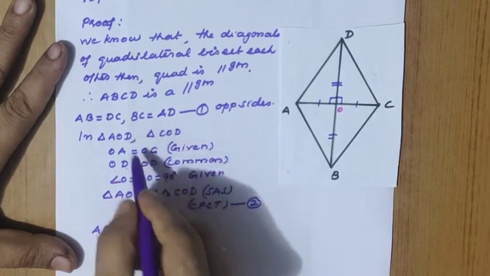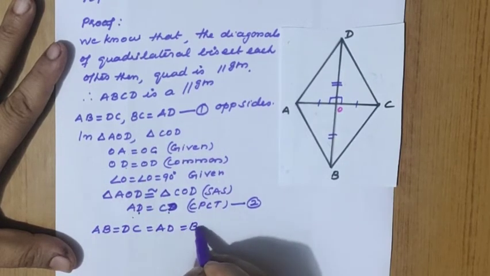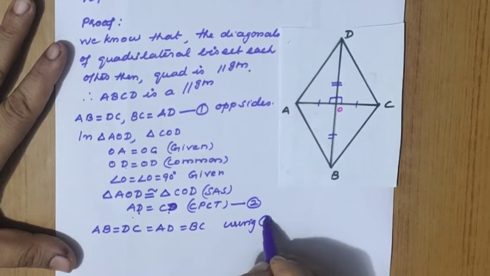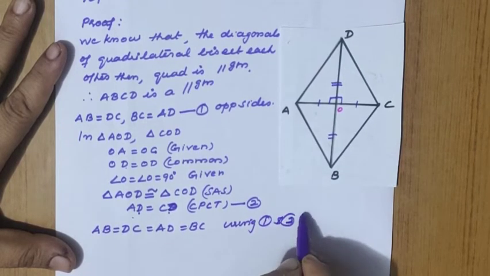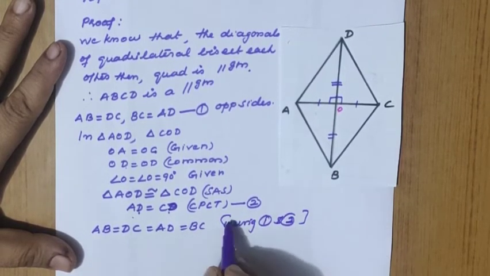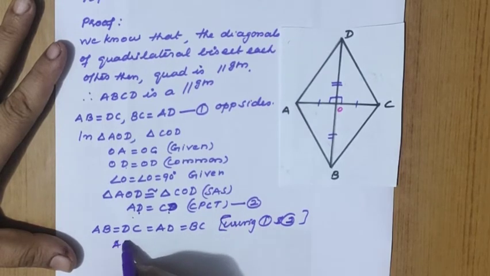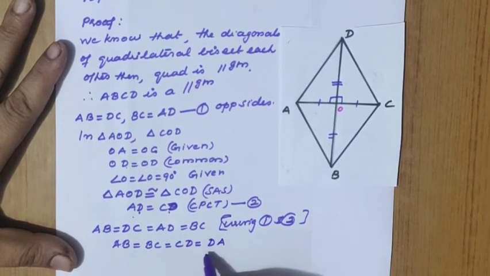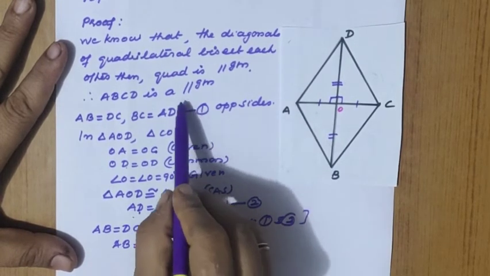Again AD equal to which one? BC. Using 1 and 2, that means if you check the four sides in an order, I will write AB equal to BC equal to CD equal to DA. So what we have? ABCD is a parallelogram we have written here.